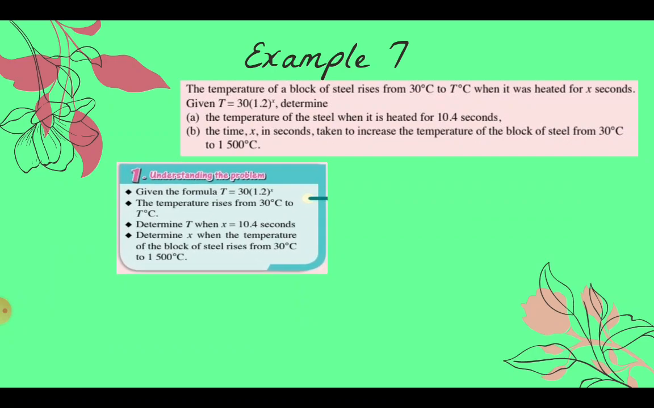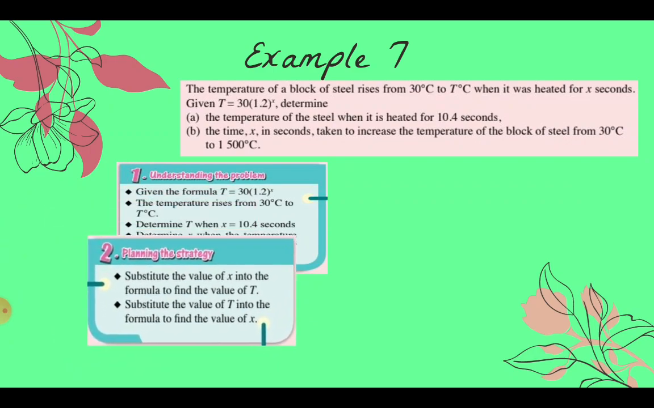Okay, so the formula for the temperature is T is equal to 30 times 1.2 to the power of X. And then the temperature rises from 30 degrees Celsius to T degrees Celsius. So determine T, in which T is the temperature, when X is equal to 10.4 seconds. So that is A. And B, determine X, the time, when the temperature is 1500 degrees Celsius. So that is understanding the problem.